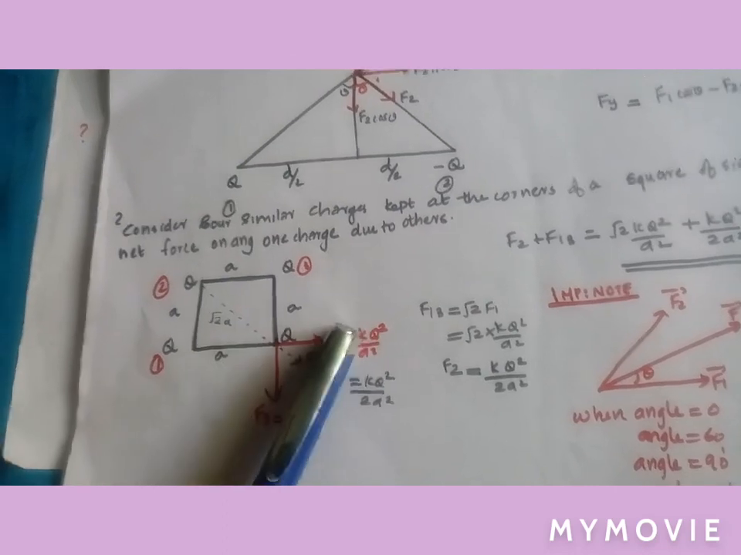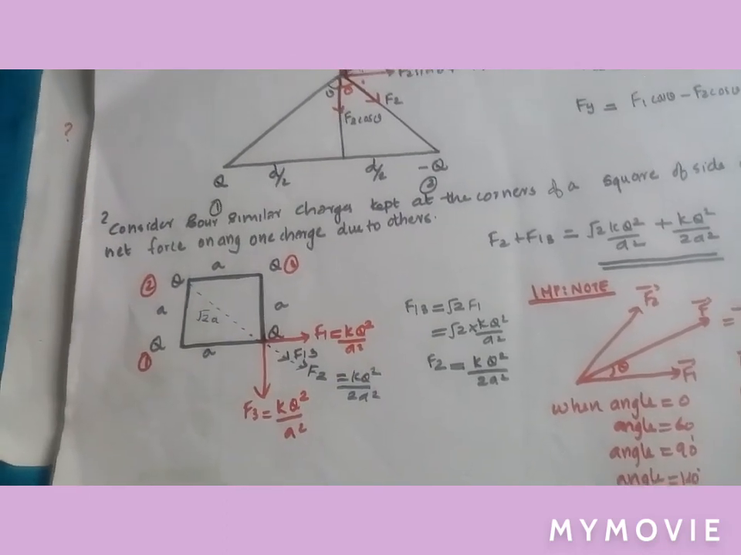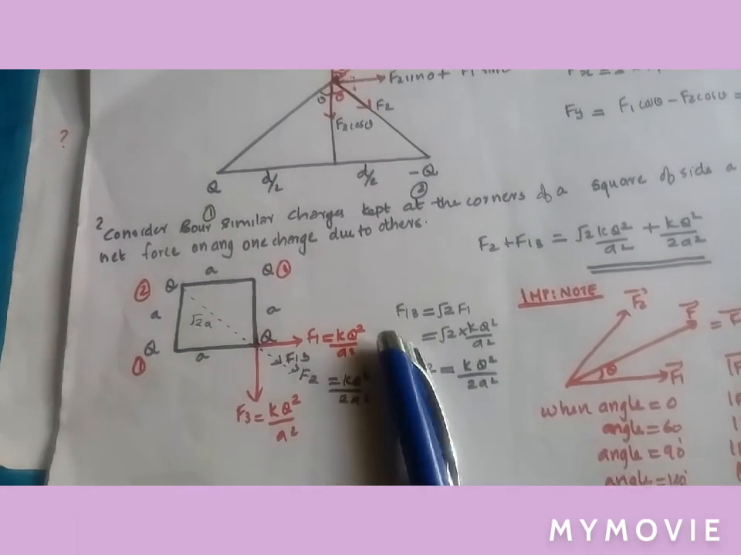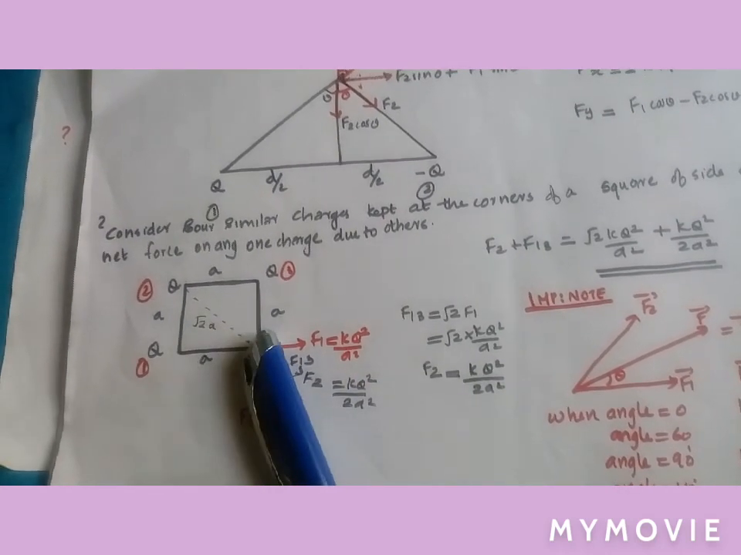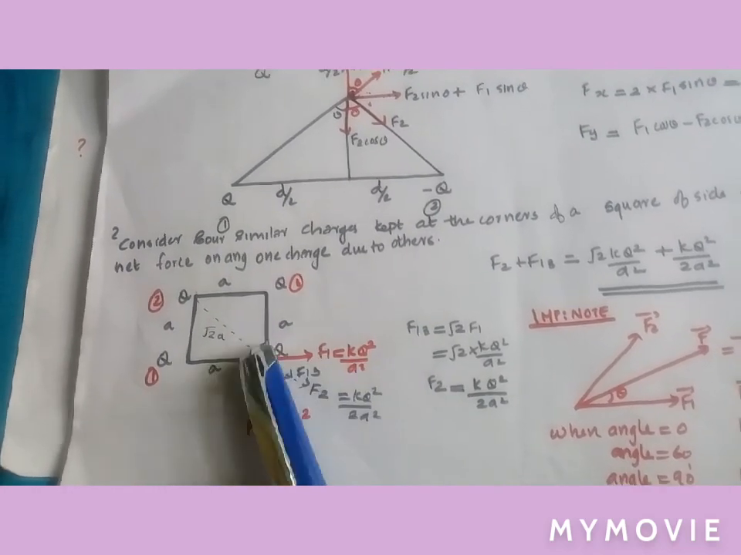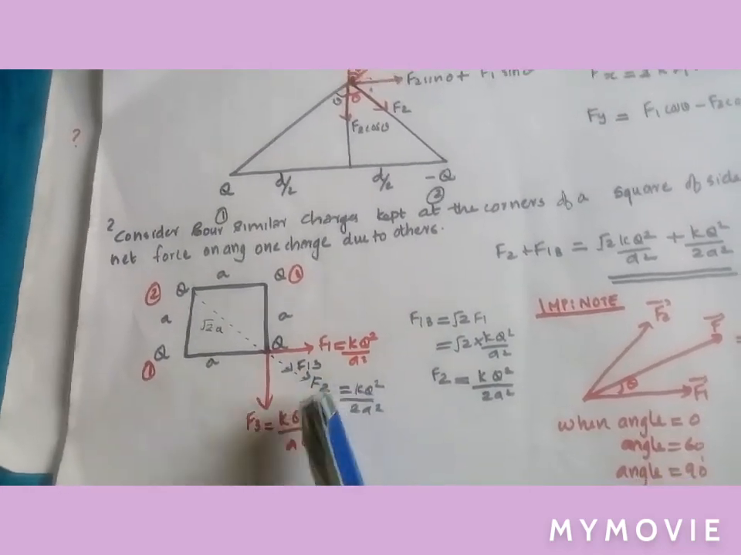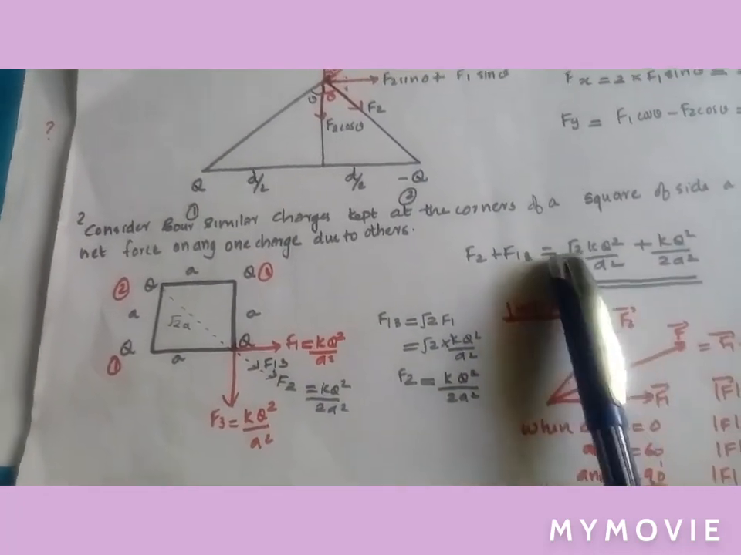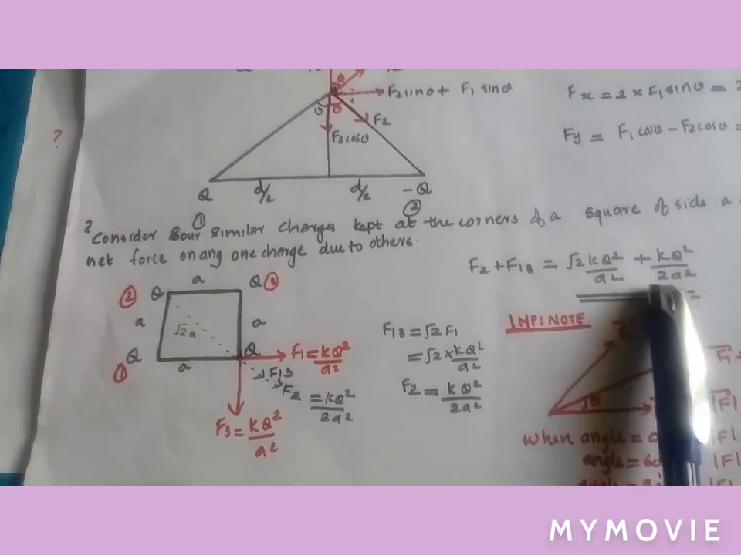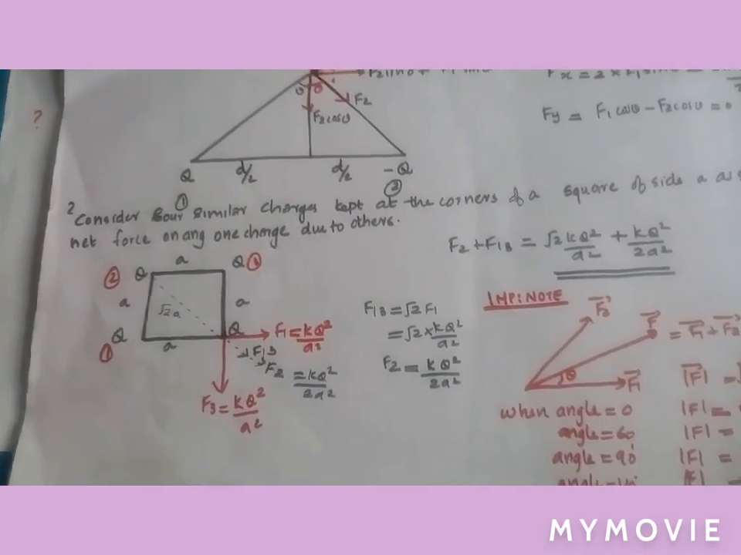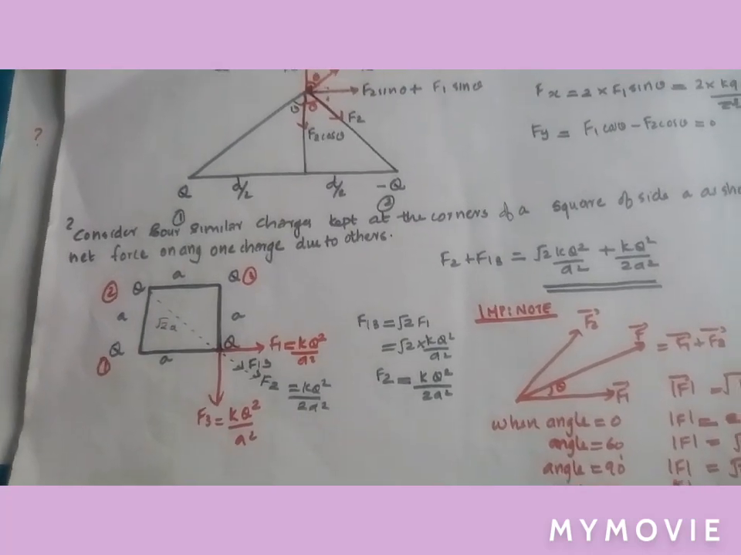We know that forces at an angle of 90 degrees that are equal have a resultant of root 2 F. The other force F2 is at an angle like this, and the resultant of F1 and F3 is also in the same direction as F2, so they can be added. The answer is root 2 kQ square by a square plus kQ square by 2a square. Since F1 and F3 are at 90 degrees, the resultant is root 2 F.